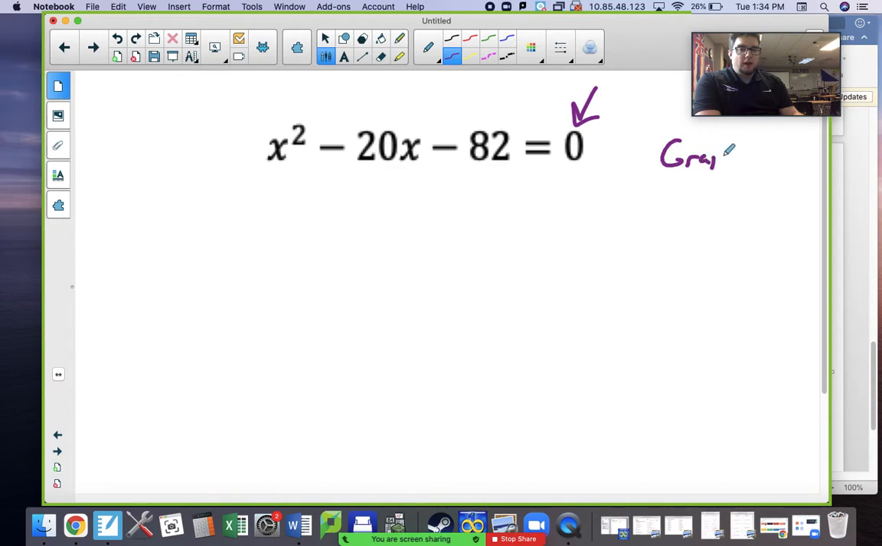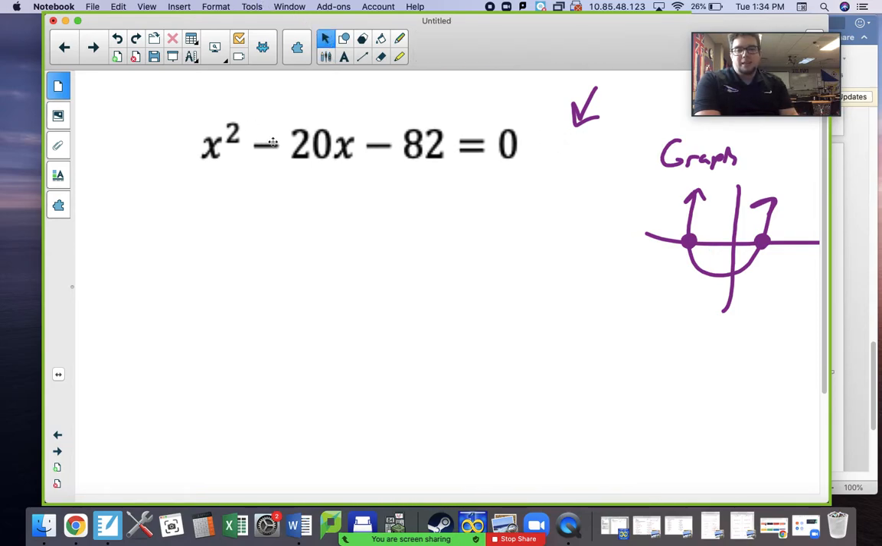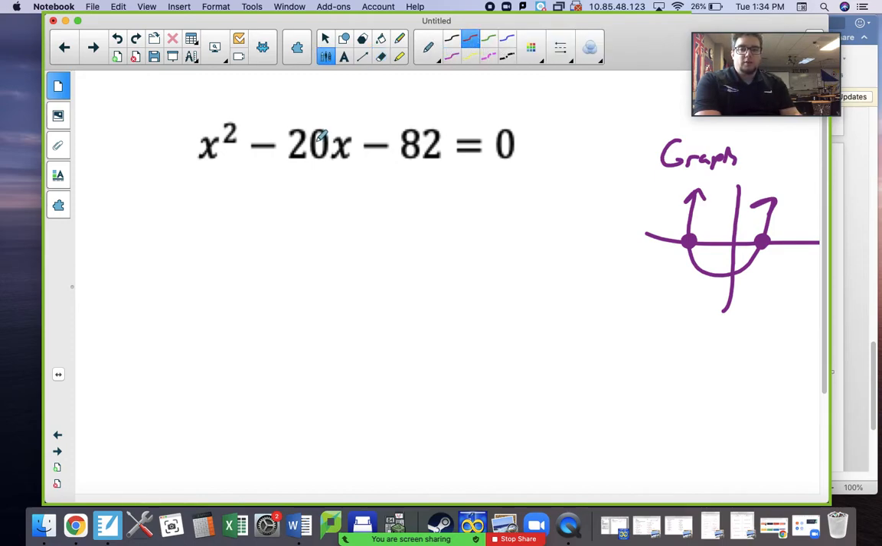We could graph it if we wanted to. We graph our quadratic, there it is. I'm just rough sketching it. I would want to know when it equals 0 right there. It might be factorable, it might not. Let's assume that it's not, and let's assume we don't want to graph it. So we're going to convert it to vertex form. We already have 1 for our a, no leading coefficient. We're going to take half of b, and we're going to square it.